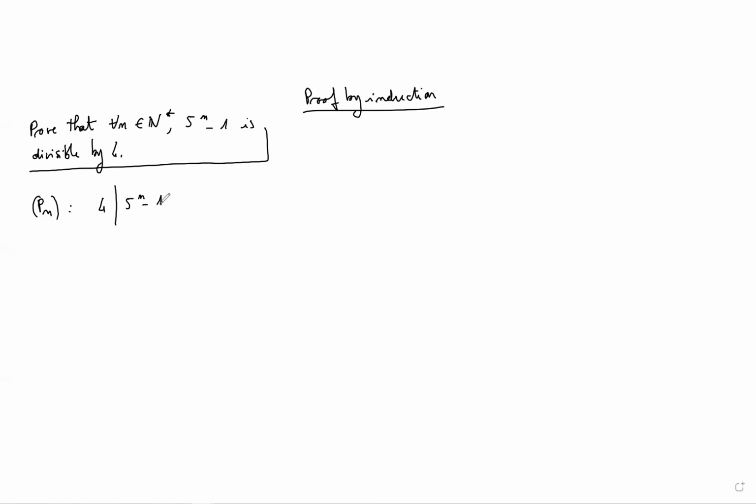Then, so I'm writing this like that. 4 divides 5 to the power of n minus 1, which means 5 to the power of n minus 1 is divisible by 4. And I will check the first domino, which is P1. Is it true? What does it mean? P1 means 5 to the power of 1 minus 1, which is 4 divides 5 to the power of 1, which is 5, minus 1, which is 4. And this is true. 4 is divisible by 4. It's obvious, it's true, okay?